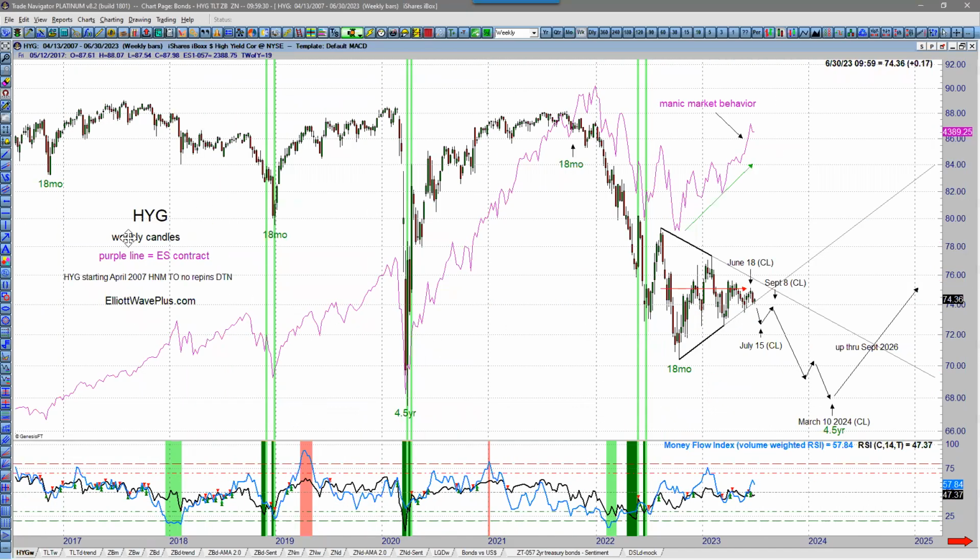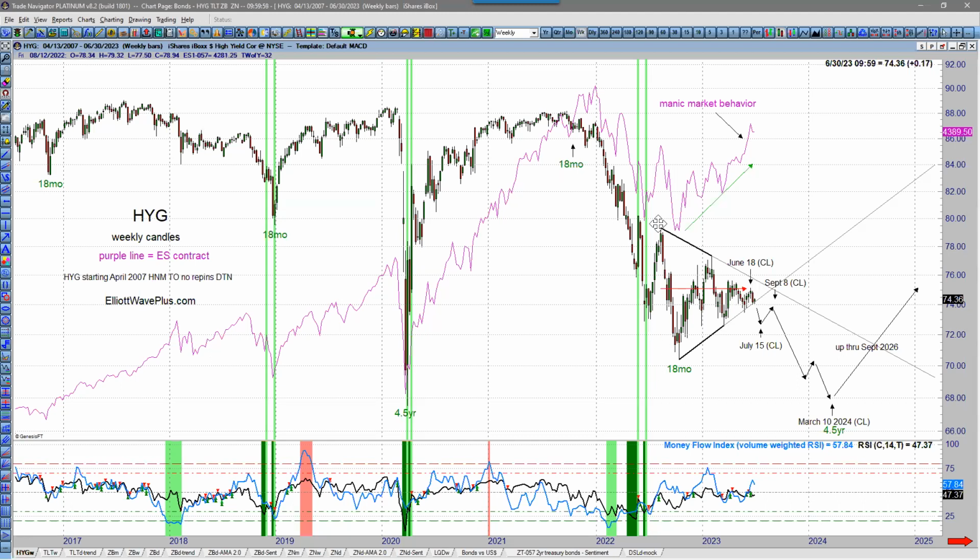This is HYG junk bonds, and the overlay, the purple line, is the S&P. And you'll notice that when the junk bonds are moving up, the S&P moves up. When the junk bonds are moving down, the S&P generally moves down, and that general correlation held beautifully until very recently, starting in about April.